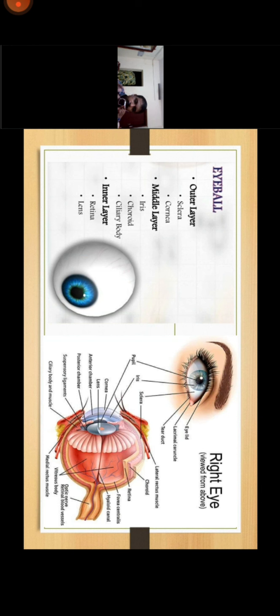Sclera and cornea both are parts of the fibrous layer, but anteriorly the sclera becomes very transparent, and it is known as the cornea. Cornea is the smoothest and most transparent part in our body. Then coming to the middle layer, that is here.